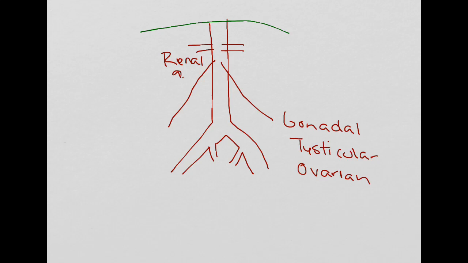Down here, the aorta will bifurcate. This is where we have our iliac artery. So we start with a common iliac, and then we've got an external iliac and an internal iliac.